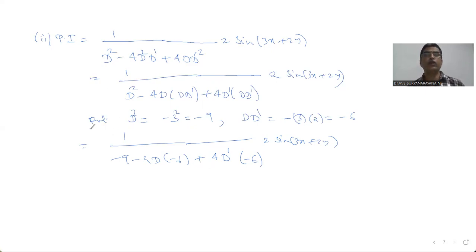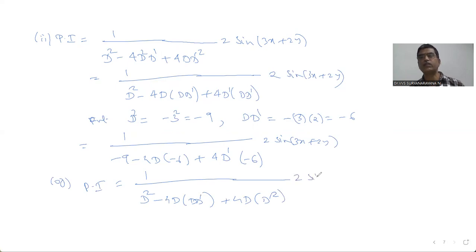So instead, we will do one thing. Alternatively, since we are getting d and d dash here and we are unable to get a constant answer, we'll do it in another way. Consider this again as 1 by d square here minus 4d square d dash. In this, we'll simply take d as common, leaving d dash. In the third one, again, we'll consider this as 4d into d dash square.